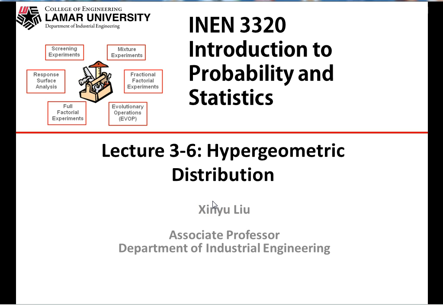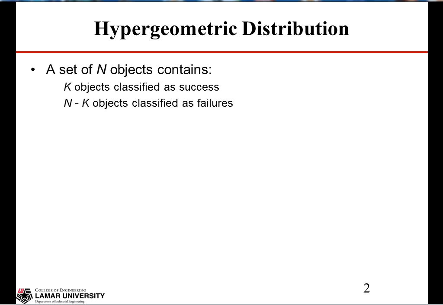In this session, we're going to discuss a new probability distribution variable called the hypergeometric distribution variable. This kind of variable deals with quality issues, for instance, acceptance sampling. Let's look at the problem context.